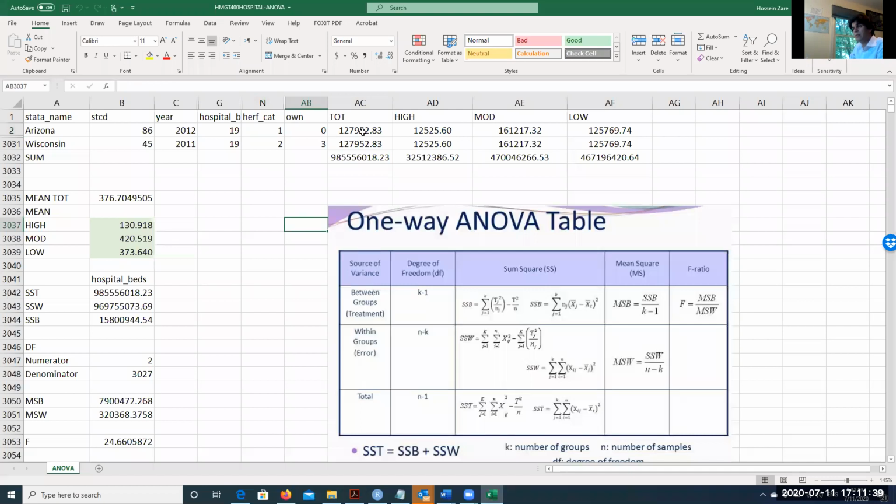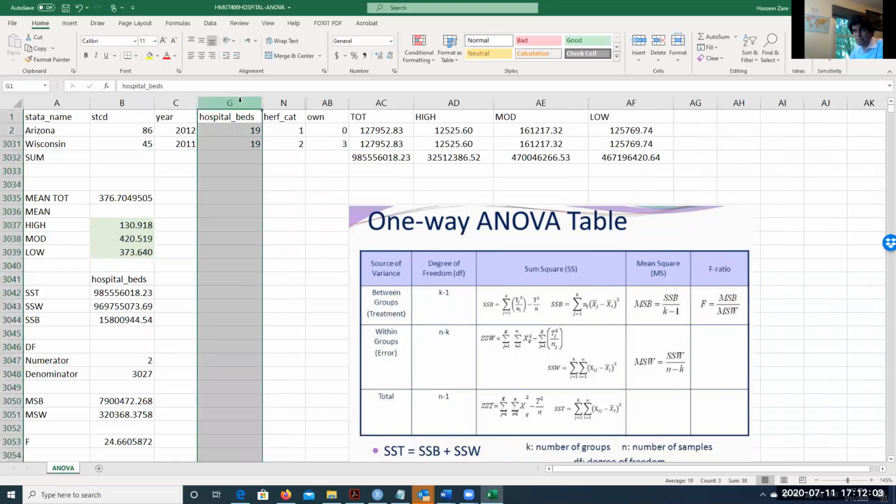First, I need to compute the means for all of the beds. The average for all of the hospital beds, you can compute this, right? The formula is AVERAGE. I have column G here, maybe yours is different, but the column is the hospital beds. And you should compute the AVERAGEIF for high, moderate, and low.